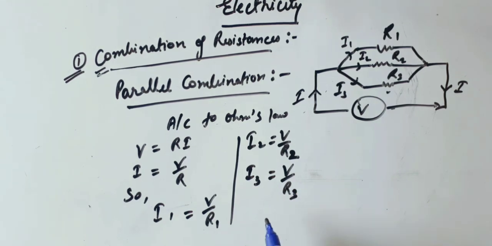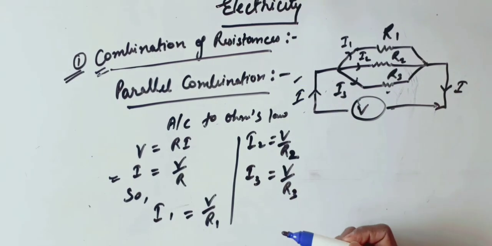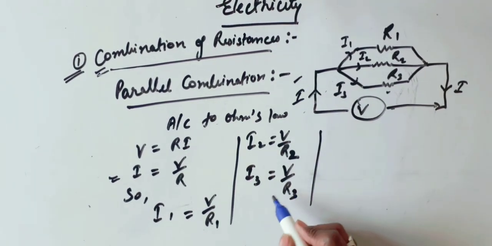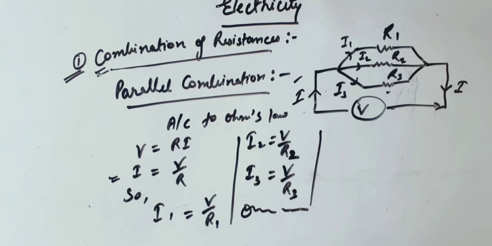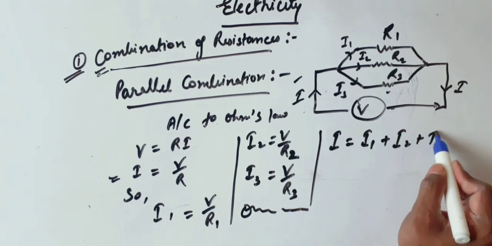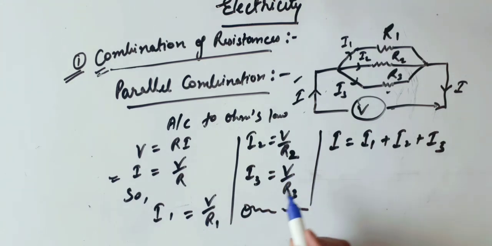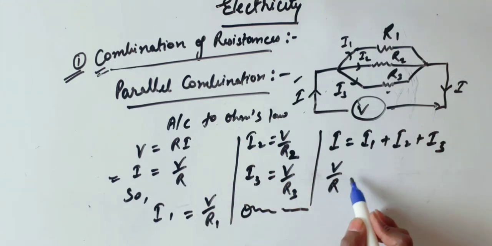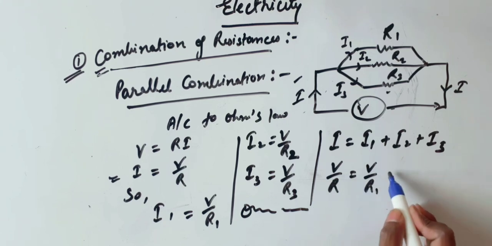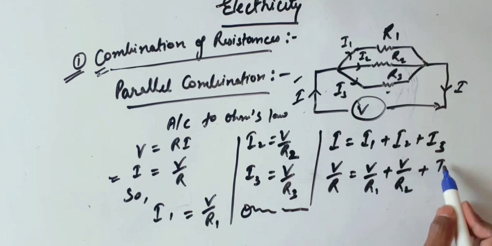As we know, the sum of these three currents I1, I2 and I3 will be equal to I, because the net current is I. So on combination of the above equations, I will be equal to I1 plus I2 plus I3. We will put the values of I1, I2 and I3 in this equation. So here I is equal to V by R, I1 is equal to V by R1, I2 is equal to V by R2, and I3 is equal to V by R3.